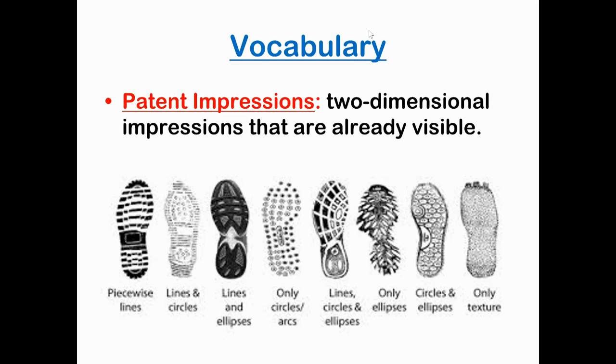There's one image on here that is not a patent impression, and that's the image of the shoe, the lines and ellipses. That is not a patent impression. That's a picture of a shoe. These impressions look to be all sampled with ink.